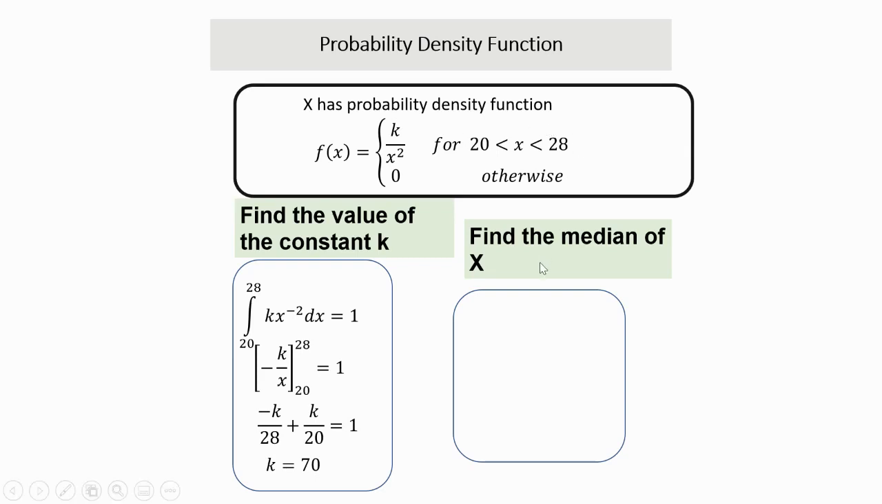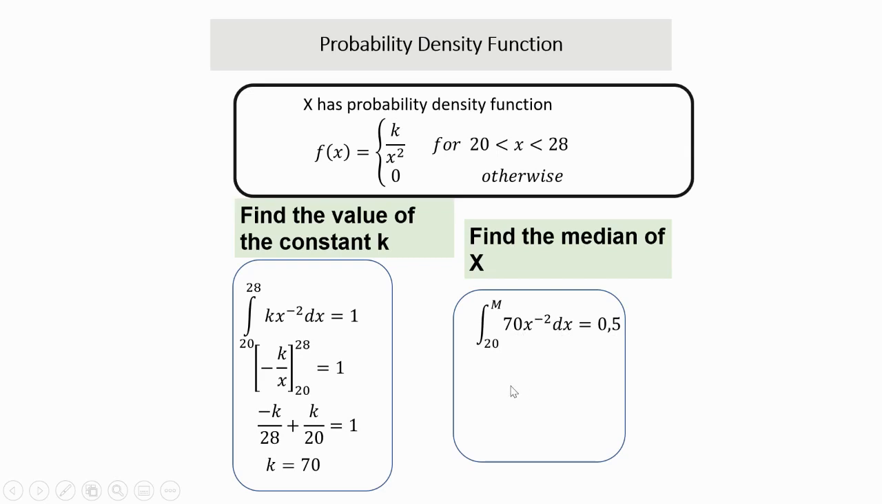So in this question, if they ask you for the median of x, the median means that I can start at 20, but I'm looking for not the halfway point, so it's not 24. The median cuts the area in half. So I'm looking for the area under the curve to be a half, because I know that the full area is 1. So I can say my lower boundary, or even my upper boundary, is m. But 20 to m, and I've now used my 70 for my function, equals a half.